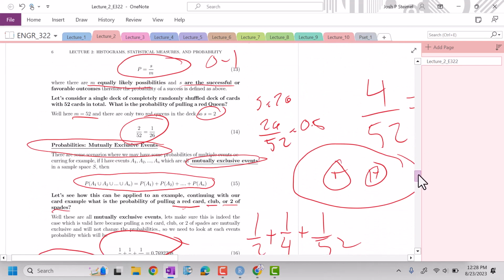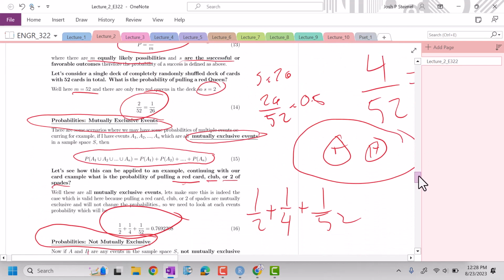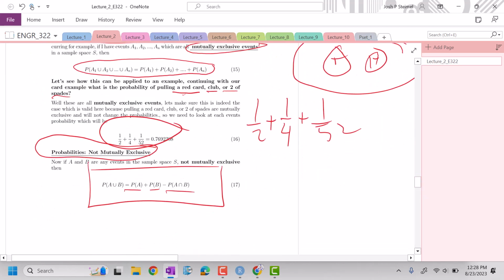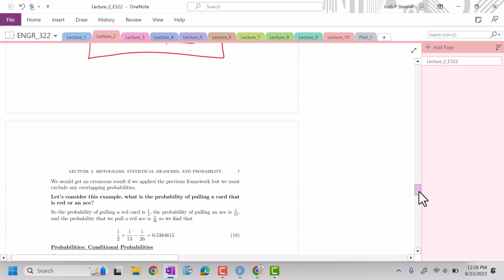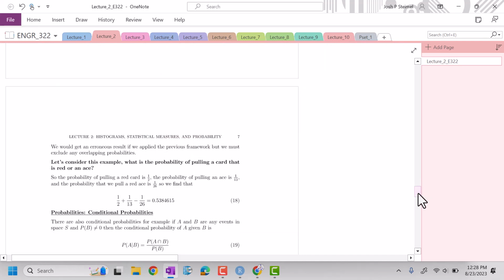You see that it's basically the same thing as mutually exclusive, but again, we have to consider that one event can satisfy both conditions. So that's what we're effectively going to be doing here. So let's look again at a question. I think it's always helpful. What is the probability of pulling a card that is red or an ace?